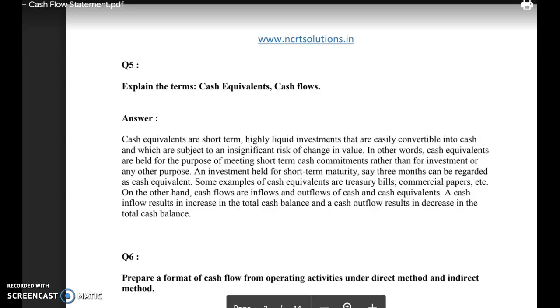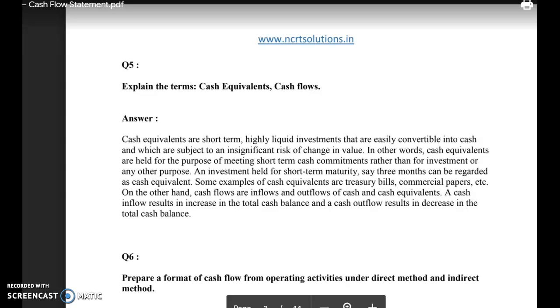In other words, cash equivalents are held for the purpose of meeting short-term cash commitments rather than for investment or any other purpose. An investment held for short-term maturity, say generally 3 months, can be regarded as cash and cash equivalents. Some examples of cash equivalents are treasury bills, commercial papers, etc.